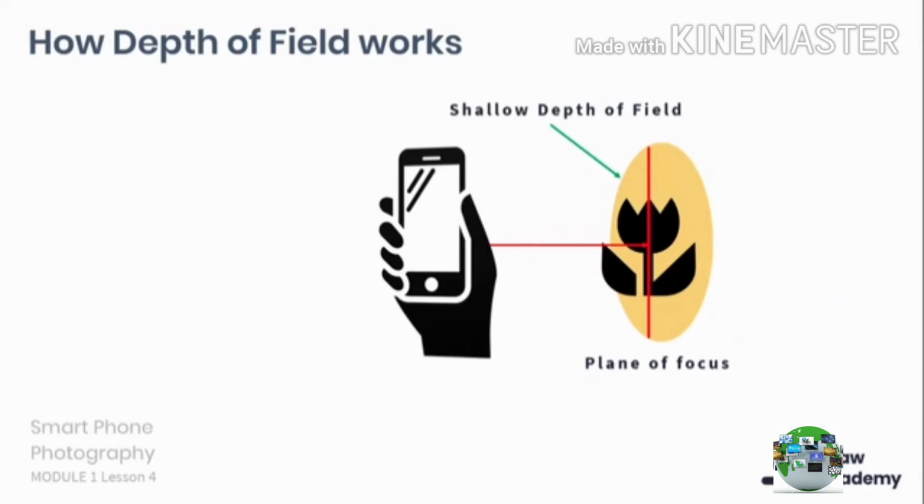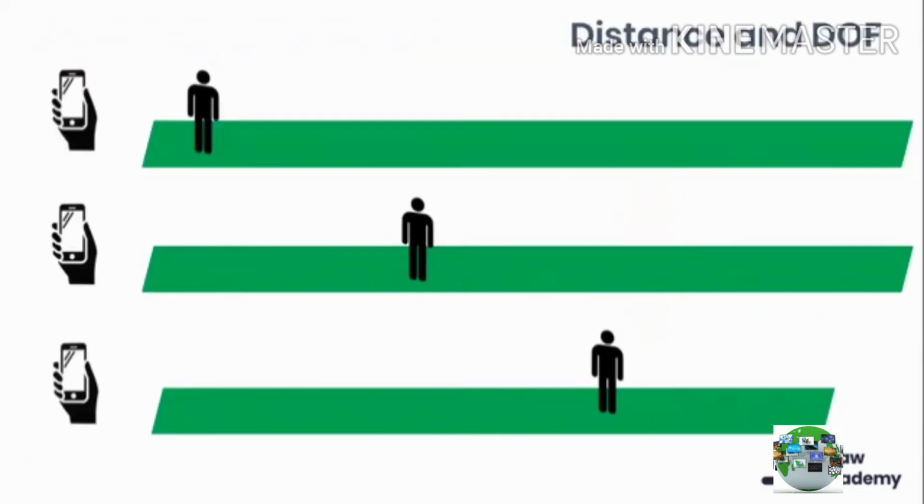Okay, let's have a look at some more examples of this. Here we've got 3 people at 3 different distances, and we're photographing all of these with the same aperture setting on our smartphones. If we have a look at the first one, we focus on our person here. We've got our plane of focus there, and the depth of field extends, as we've established, about 1/3 in front of the subject to about 2/3 behind it. Everything else that's in the green here is out of that depth of field range, so it appears nice and blurry.